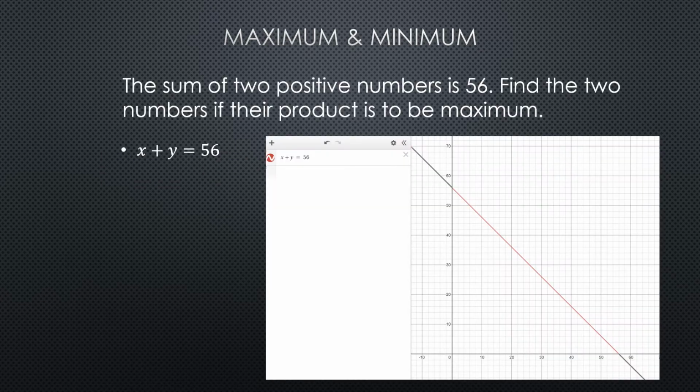So here's the first part of that question. The sum of two numbers is 56, so we can interpret that as x plus y equals 56. And I've got x plus y graphed in Desmos here, and you can see that I changed the ends to gray because it said the sum of the two positive numbers. So we're keeping x positive and y positive, and that gives us the line that is there in the red.